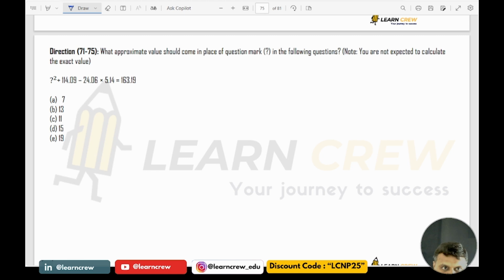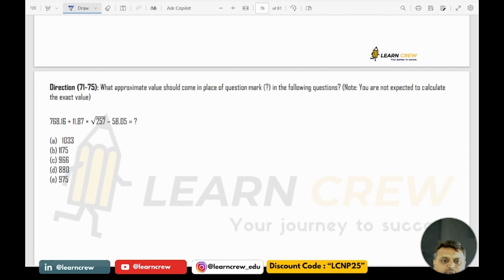Next, how much square? Plus 114. How much square? So what I will do here? 24. So please see here. It is 163. 24 into 5, 120. 120 minus 120 minus 1. This 120 minus 120 plus 114, 6, 160, 163 plus 6, 170, 169. So x square is 169 I am going to get. So x is 13. X is 13 approximately.